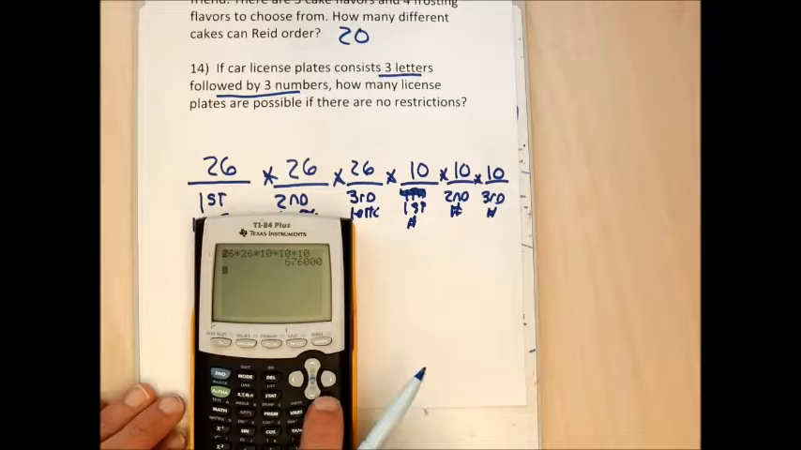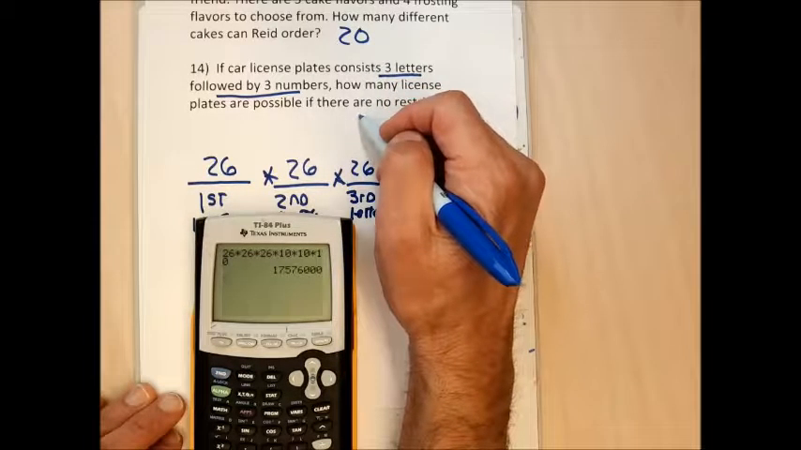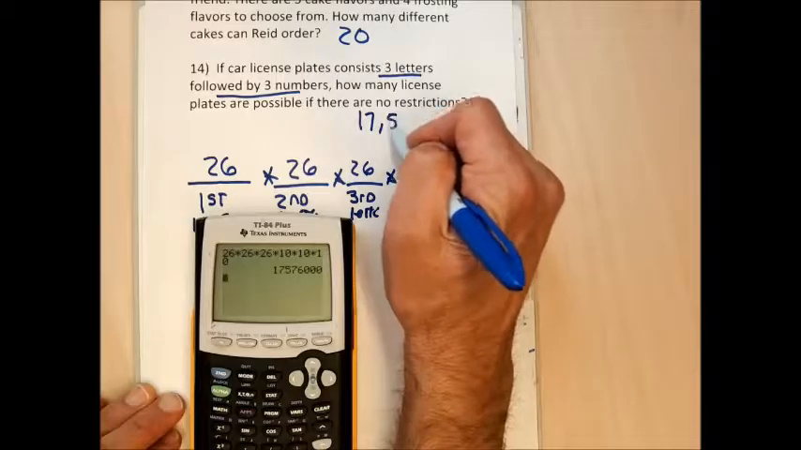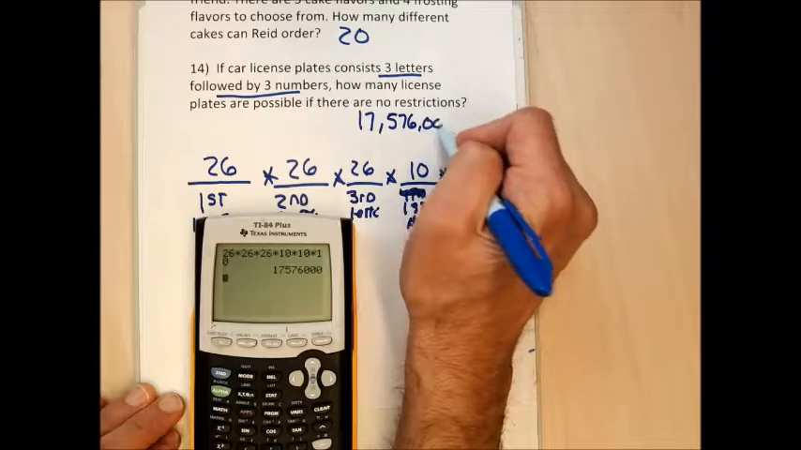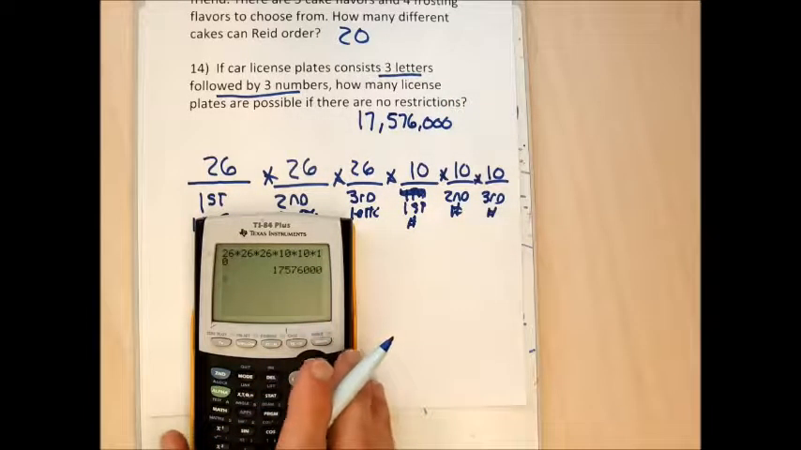The number of license plates that are possible, I'll get by multiplying all those numbers together. There's going to be 17,576,000 possible license plates.